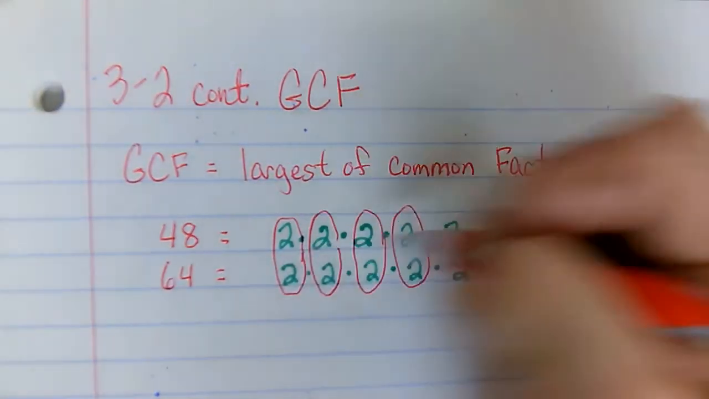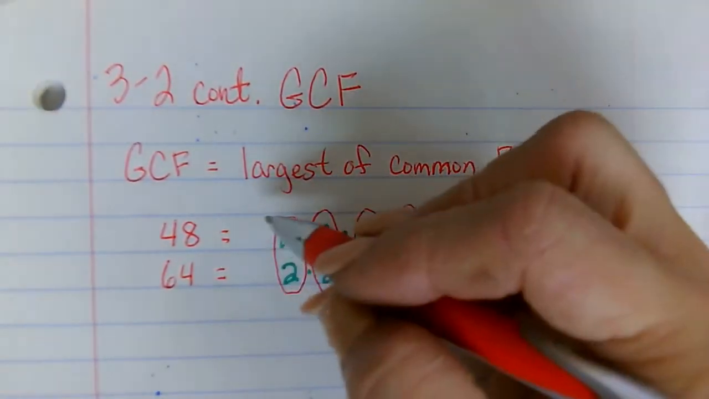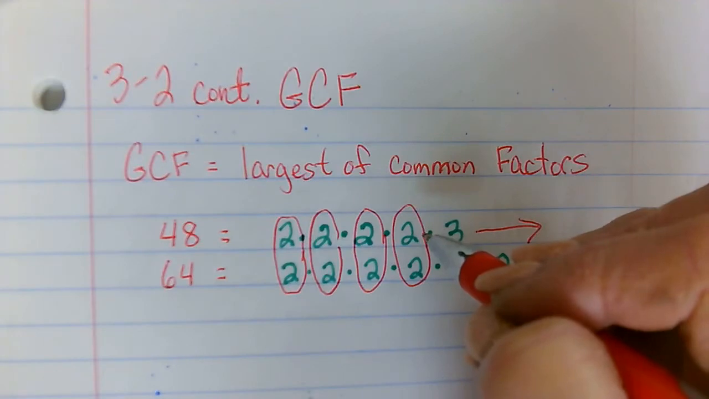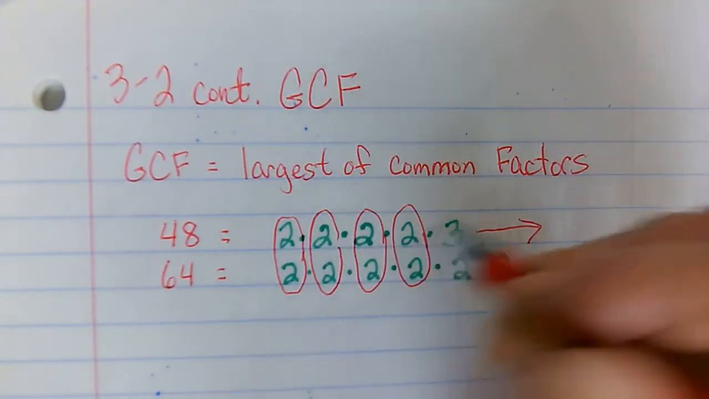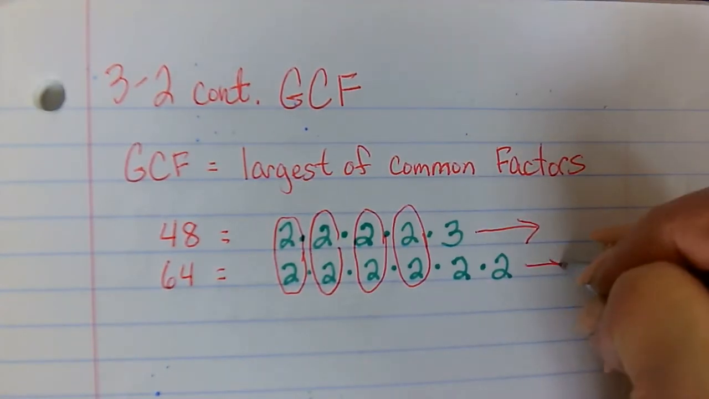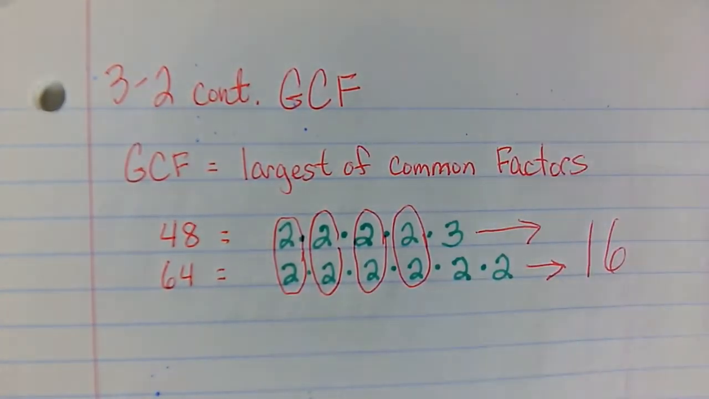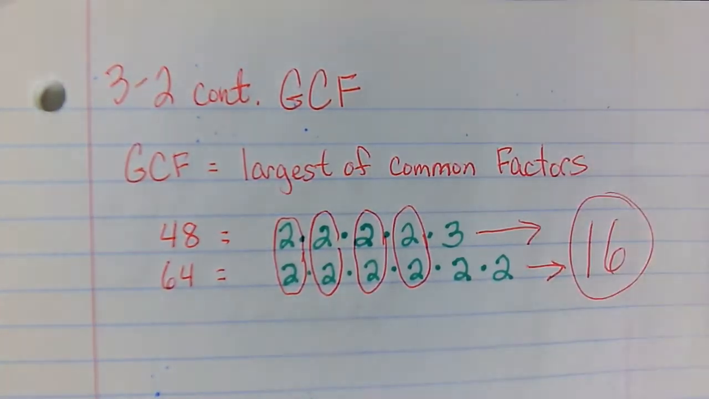And then I multiply across. 2 times 2 times 2 times 2. 2 times 2 is 4, times 2 is 8, times 2 is 16. And so I know the greatest common factor of 48 and 64 is 16. There's other ways you can do it, guys, but we do like to keep things the easiest, okay?